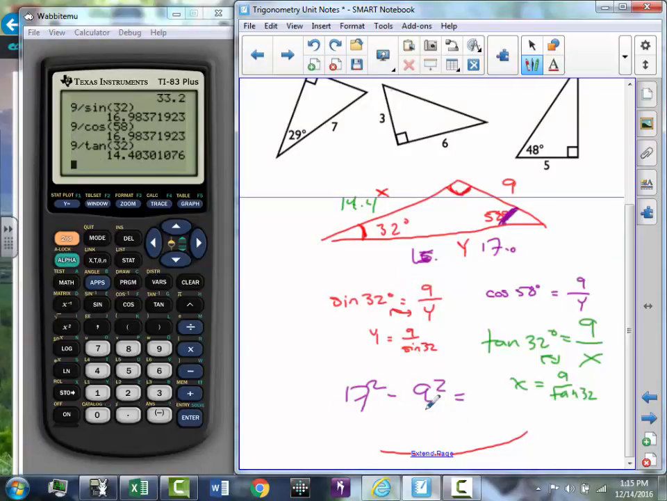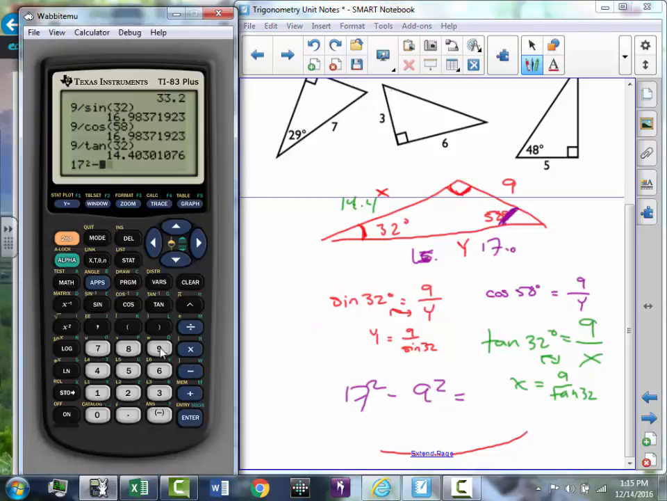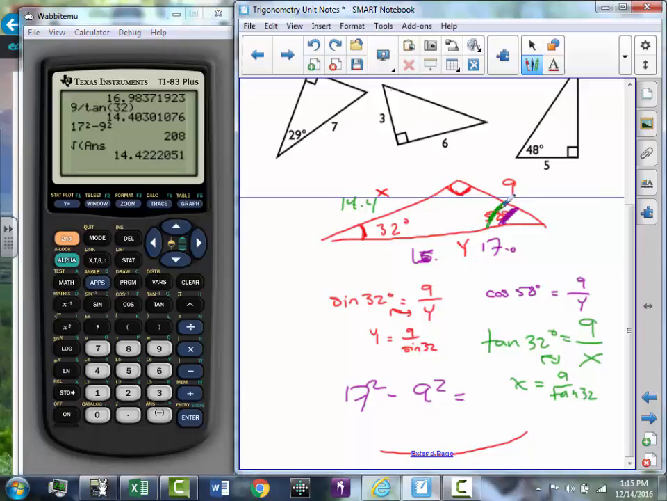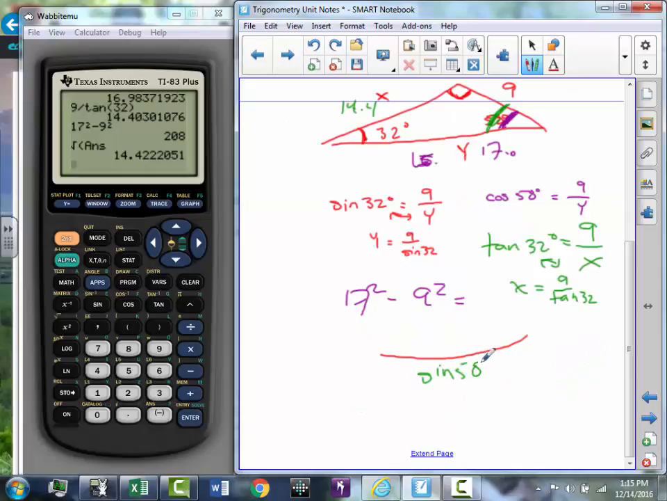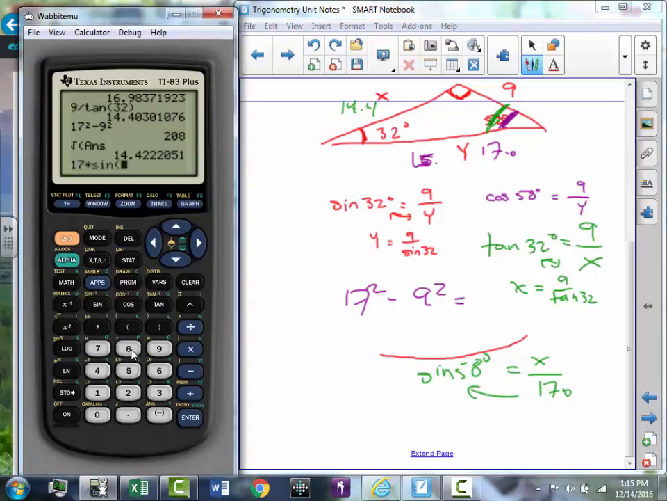Let's say you did Pythagoras' theorem though. It should still work. Watch this. That's okay. You did 17 squared minus 9 squared, and you square rooted the answer. That's still 14.4. Let me do it another way here. Let's say that you wanted to work with this angle right here. So that's the opposite. You could have done the sine of 58 degrees. So here's our angle. This is the opposite over the hypotenuse. And you could have just timesed up the 17 and did 17 times the sine of 58.